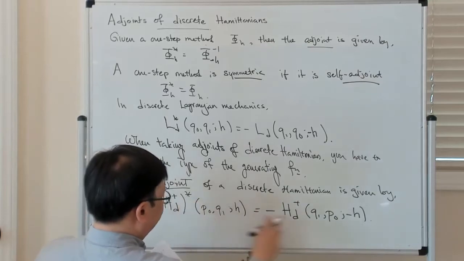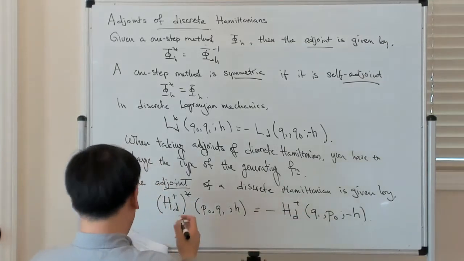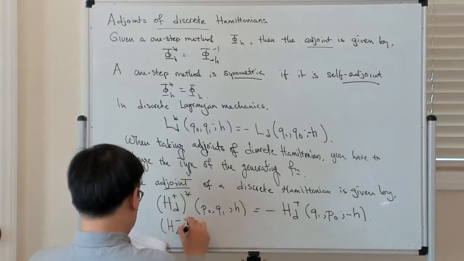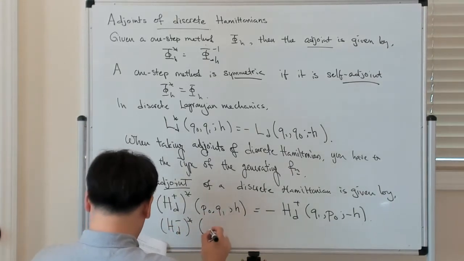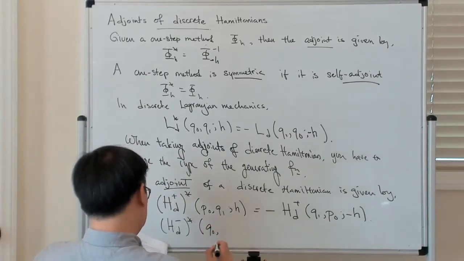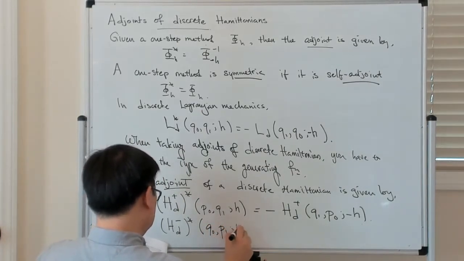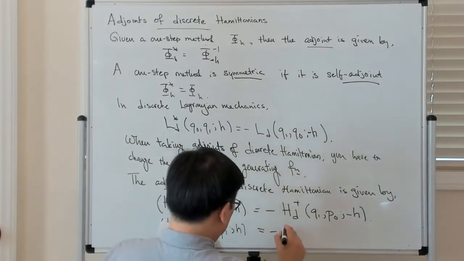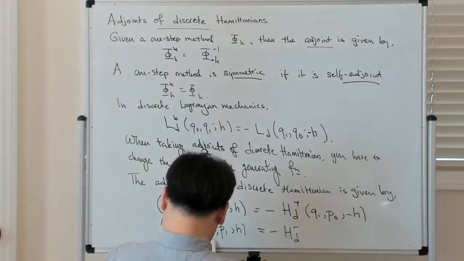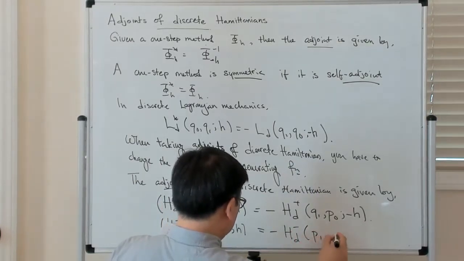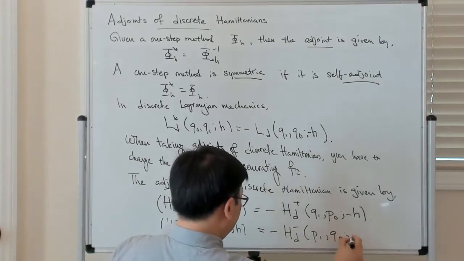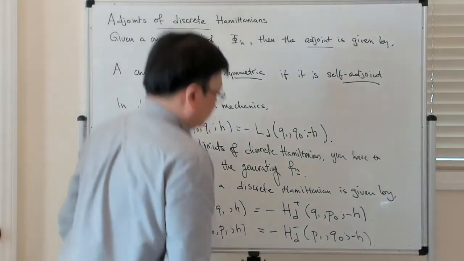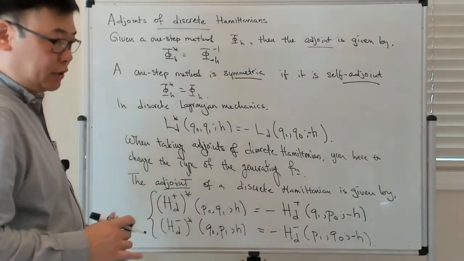Again, observe that what this is basically saying is that H_D plus star is a different type of generating function than H_D plus. And the same thing is true of H_D minus star, which, as you might imagine, is the other type of generating function. It's given by initial position and final momentum, and this is expressed in terms of minus H_D minus of p1, q0 with a minus h. All right, so that's how you define the adjoint of a discrete Hamiltonian.